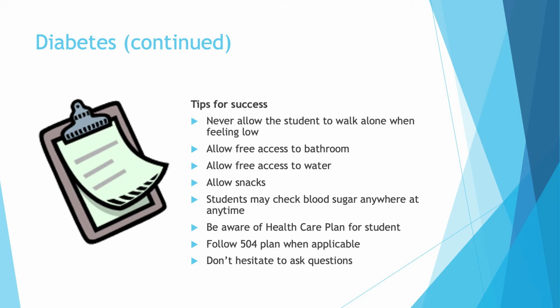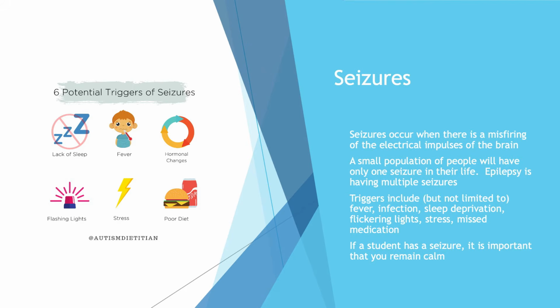Be aware of the student's health plan or 504. Alert your nurse and/or diabetes care team when your student has a low blood sugar. Never allow a student who is feeling like they have a low blood sugar to walk alone. In the next section, we are going to provide information about seizures.